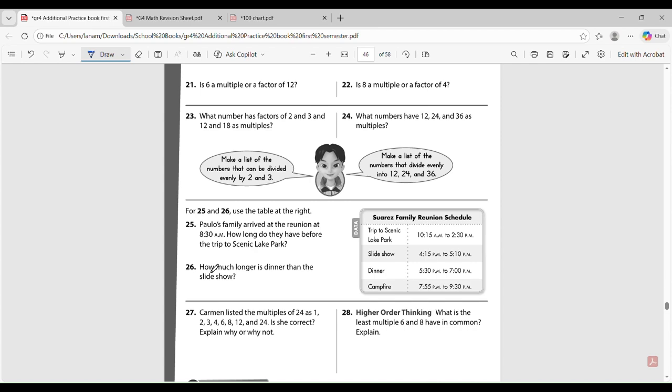Now, question 21. Is 6 a multiple or a factor of 12? Since 6 is smaller, 6 is the factor. So 6 is a factor of 12. Is 8 a multiple or a factor of 4? 8 is bigger than 4, so 8 is a multiple.